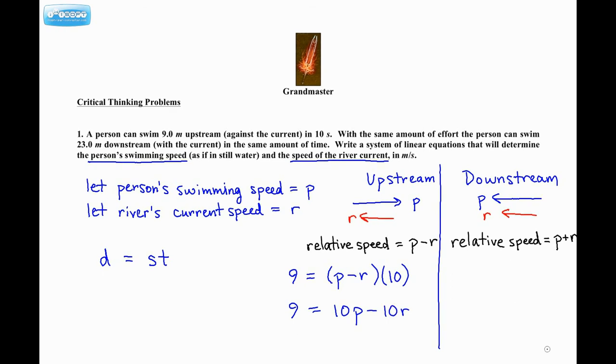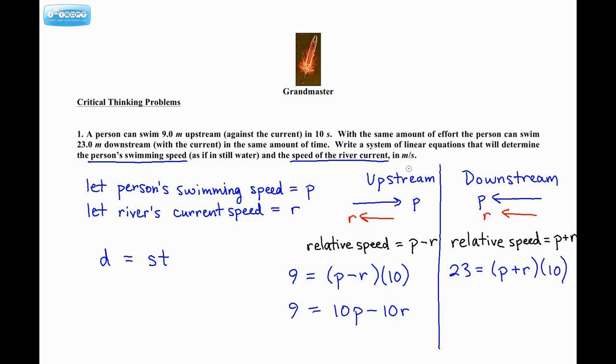When we're traveling downstream, we're given a different distance, and that is 23 meters. So that's 23 equals, but we're using this relative speed, so it is P plus R. And the time, well, it says here the same amount of time. So again, it is 10 seconds.